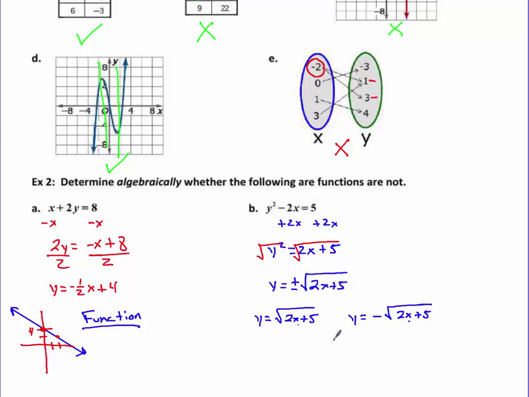And what that looks like when we graph it, this is a pretty simplistic little graph, but just bear with me. When we graph this one, y equals the square root of 2x plus 5, we're going to get something that looks like this. And that alone by itself is a function. But when we put in the other part, y equals negative square root of 2x plus 5, we're going to get something that looks like this. And then immediately we should see that this fails the vertical line test, so it's not a function.